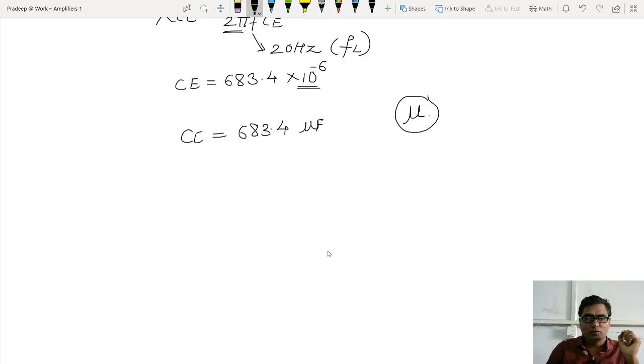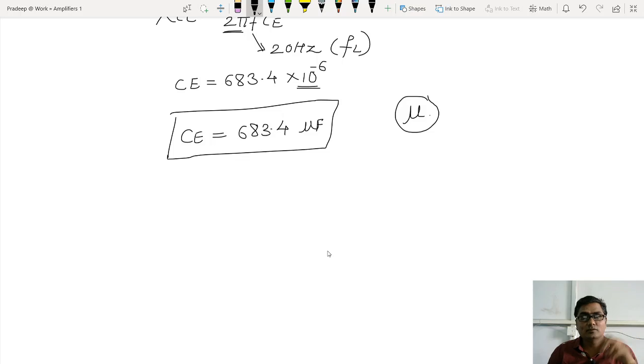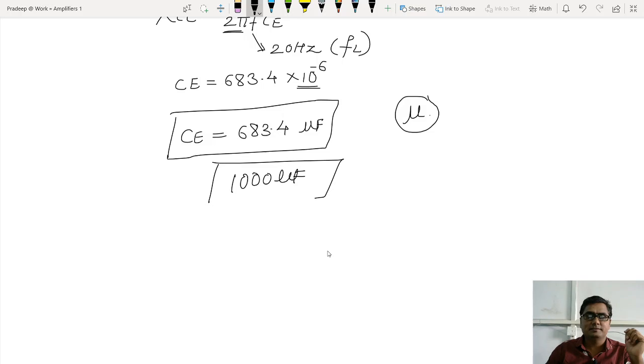So the exact or calculated value of the bypass capacitor is 683.4 microfarad. Is 683 available in the market? No. So the best thing is to use a 1000 microfarad capacitor for CE. Go for it, no problem.